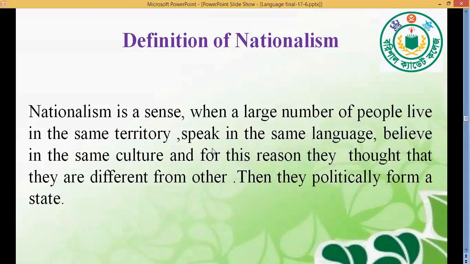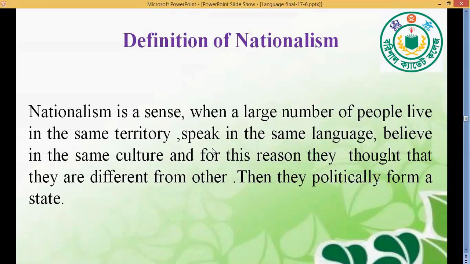Friends, I would like to repeat the definition of nationalism. Nationalism is a sense when a large number of people live in the same territory, speak the same language, believe in the same culture, and for this reason, they think that they are different from others. Then they politically form a state.